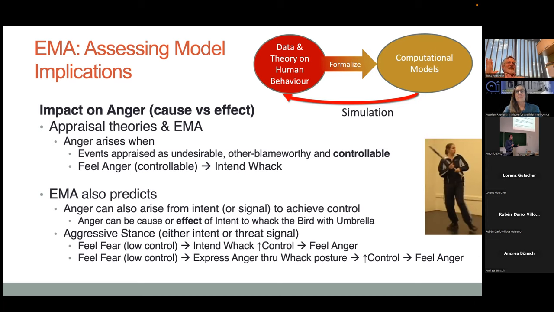So for instance, that aggressive stance we saw the actor take in the picture on the right can be due to a feeling of fear, low control. The intention to whack can lead to a sense of greater control, and then anger ensues. It's not like anger leads to the whacking, but rather the whacking leads to anger as well. So there's a blurring of causality. There's also the fact that the expression of anger through the whack posture is an attempt to assert control over the social interaction. And then once you assert control of the social action, you feel anger. So this blurring of what's causing what is happening because you have essentially this feedback loop between appraisal and coping responses.